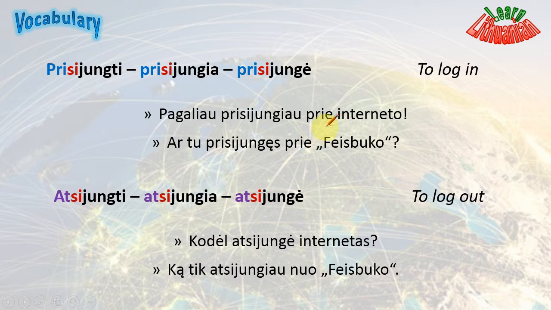Prie, again, prie interneto, prie Facebooko. Facebookas, Facebooko. These are genitive cases. Prie requires genitive. And prisijungęs prie means logged in or logged to, a participle. So, the same as online, at. Are you online at Facebook? Ar tu prisijungęs prie Facebooko?